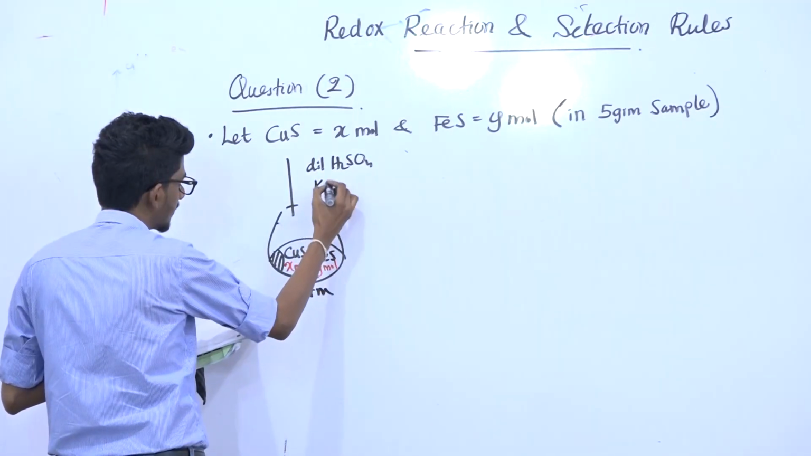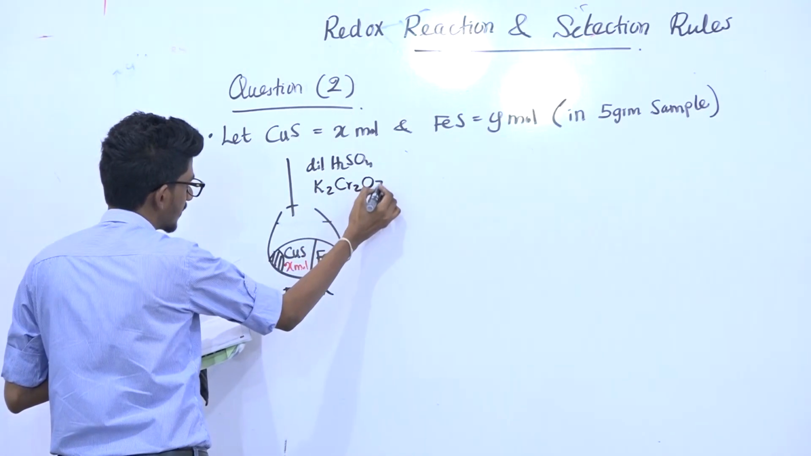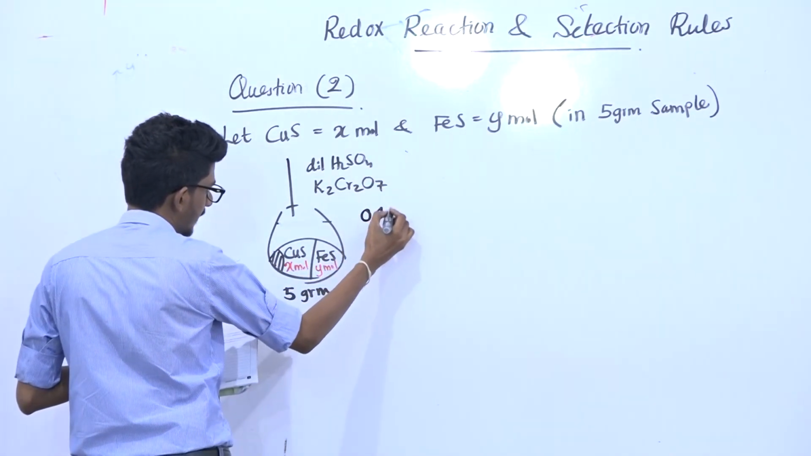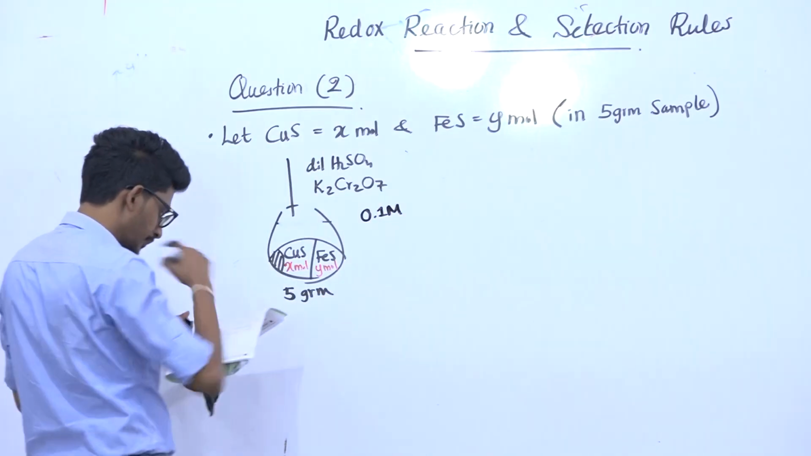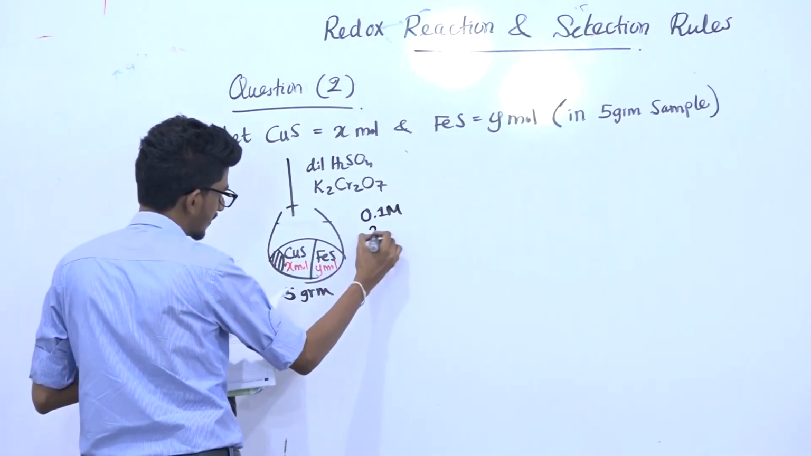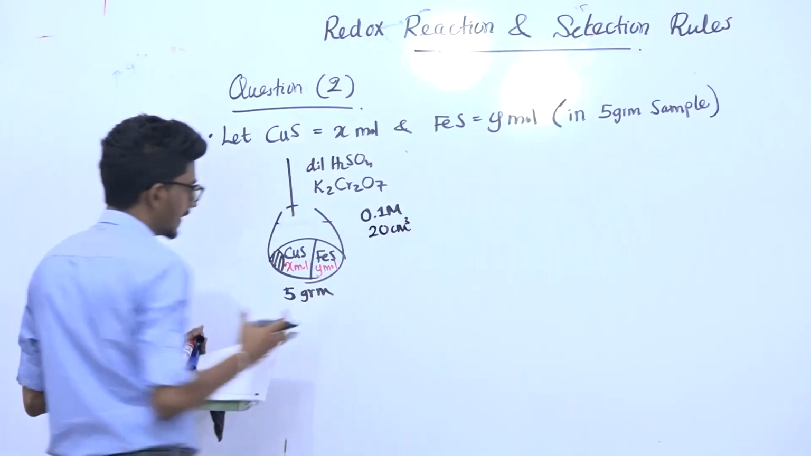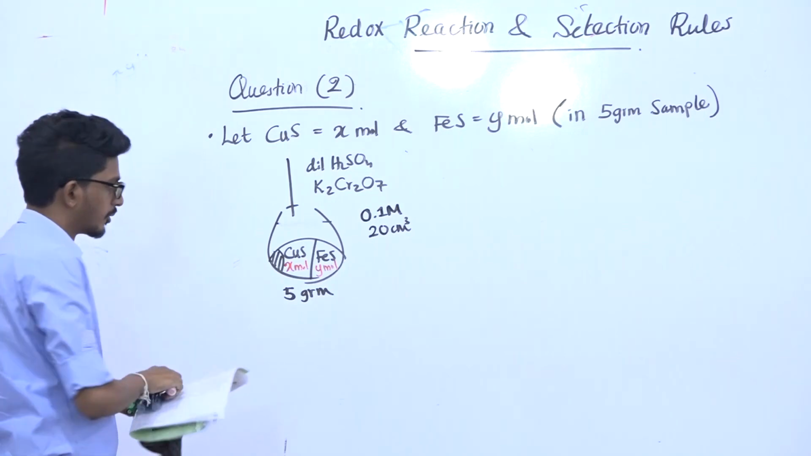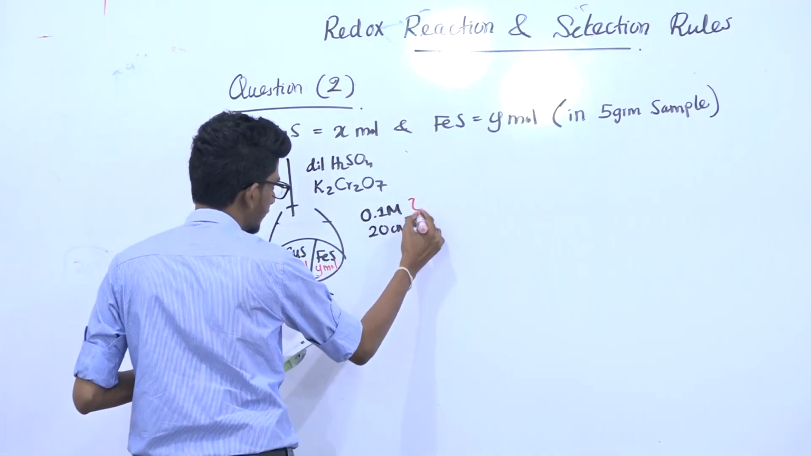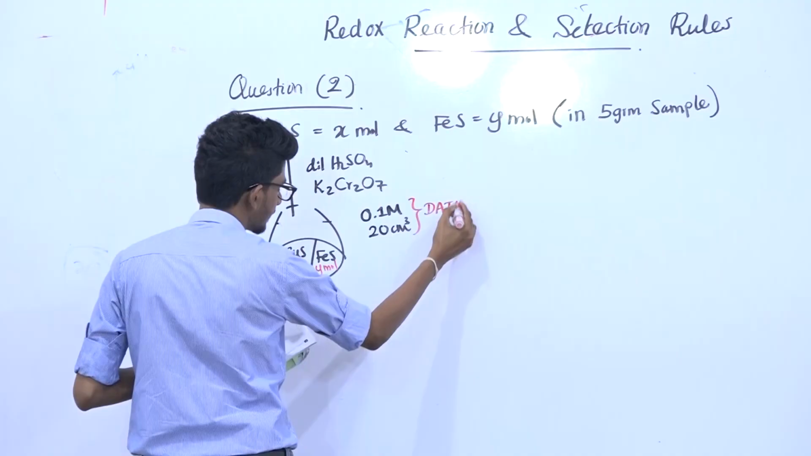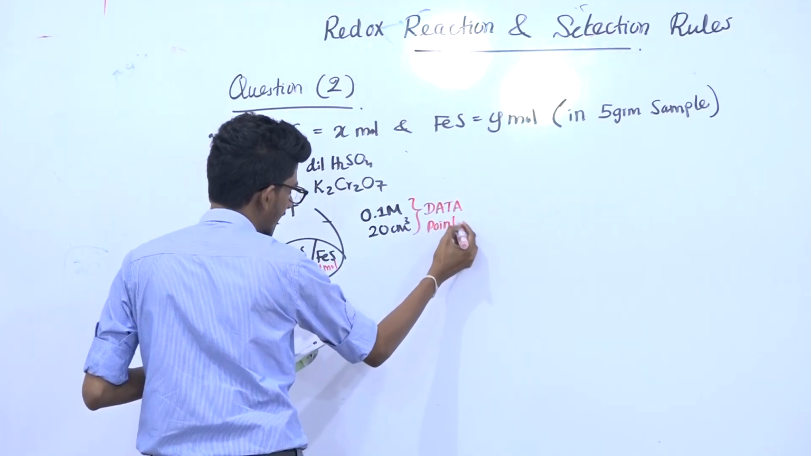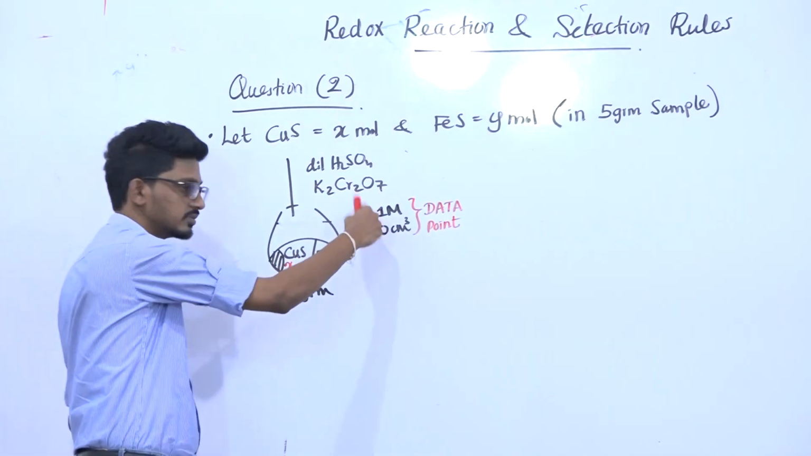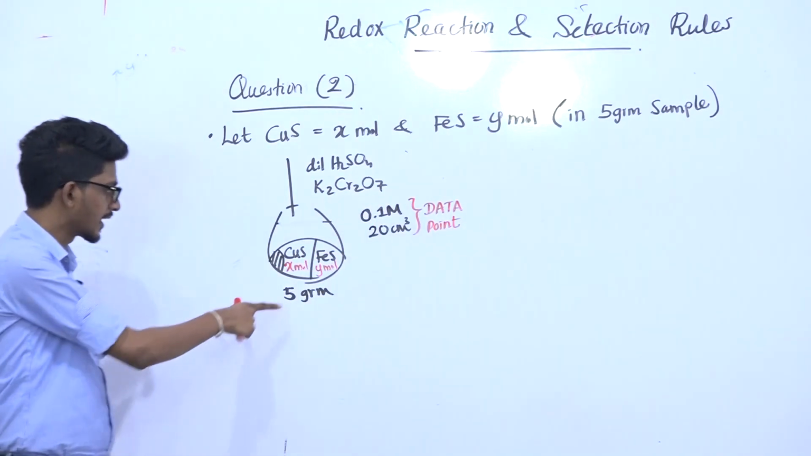So dichromate, K2Cr2O7, and they had used 0.1 molar dichromate, and at the end point the reading is 20 cubic centimeters. So this is your data point. The titration reading is always a data point. A data point is a numerical value where you exactly know the chemical responsible for that total value.